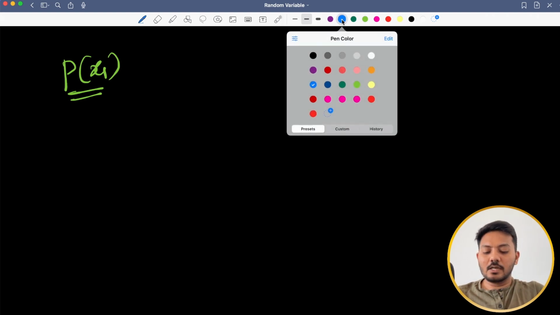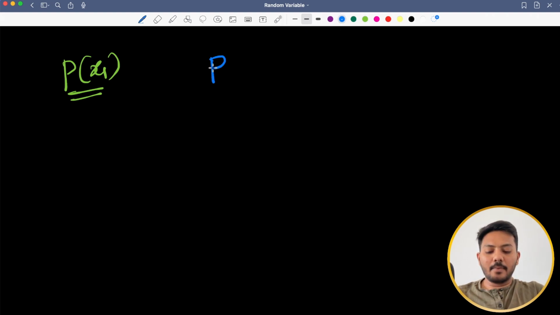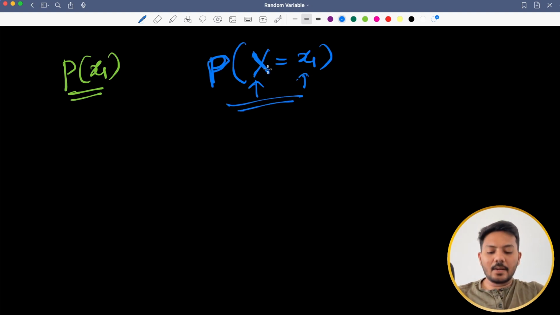Now let me explain the notation. In some of the papers, you will see something like P of x1, and this is not something that we have learned so far. So let me simplify this for you. Let's say I have the probability of a random variable X being a value x1. Notice I have the capital X and a small x here. So this is what it means: what is the probability of a random variable X being the value x1?